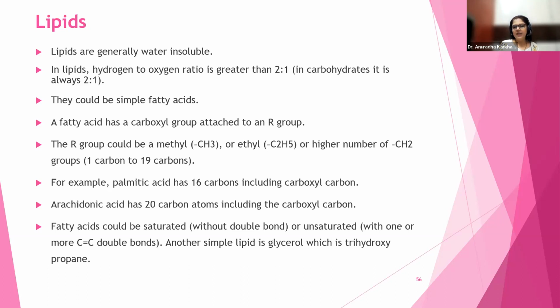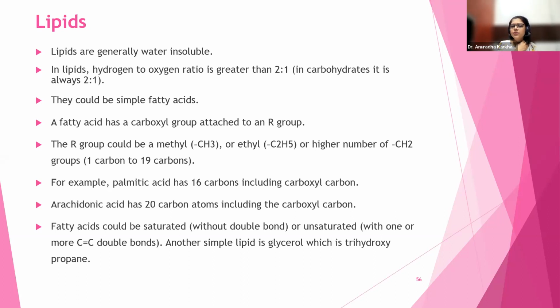They could be simple fatty acids. A fatty acid will have what? Acid है तो carboxyl group COOH, which will be attached to the R group. The R group could be methyl, ethyl, or a higher number of CH2 groups from 1 to 90. कुछ भी हो सकता है. Okay?